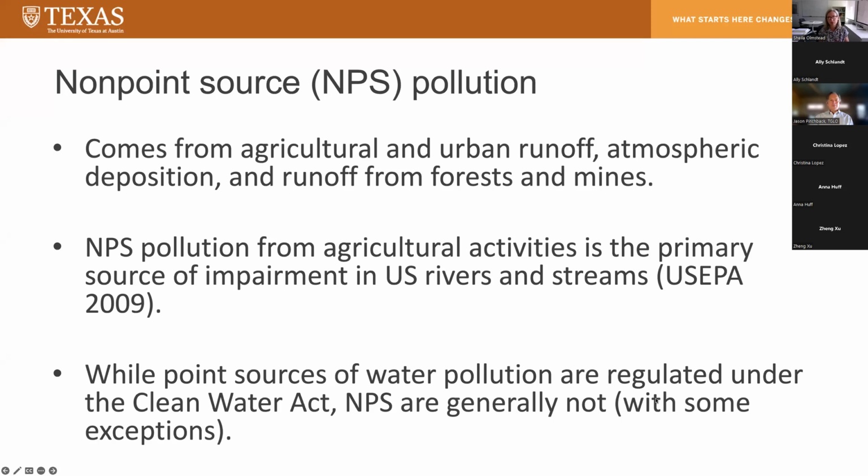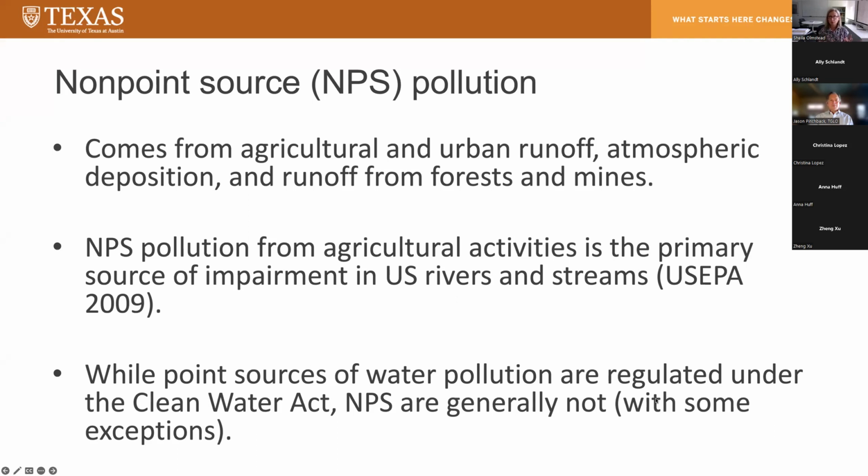I'm sure there are many people on the call who know a lot more about this than I do. I'm not a natural scientist. I'm a social scientist. I'm an economist by training. But just for those folks who might not be aware, non-point source pollution is pollution that's coming from diffuse sources, like agricultural and urban runoff, atmospheric deposition. That would be a case where a power plant emits nitrogen oxides, and then some of that nitrogen ends up in coastal waters or other waters within the state, as well as runoff from forests and mines.